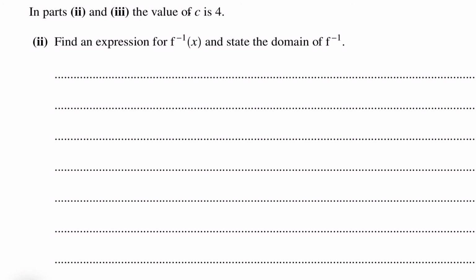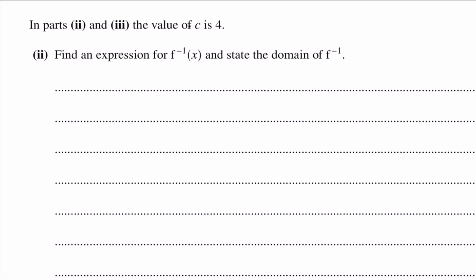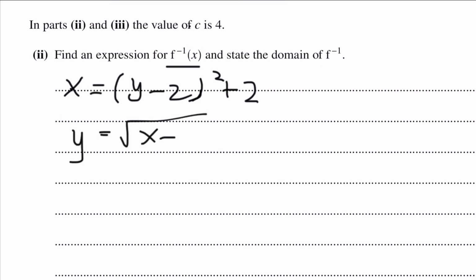In parts 2 and 3, the value of c is 4. So find the expression for the inverse of f and state the domain of the inverse. To find the inverse of the function, you can rewrite the equation as x is equal to y minus 2 squared plus 2, and make the y the subject of the formula again. So you get y is equal to the square root of x minus 2 plus 2. This is your expression for the inverse of f, so I will rewrite y as f inverse.